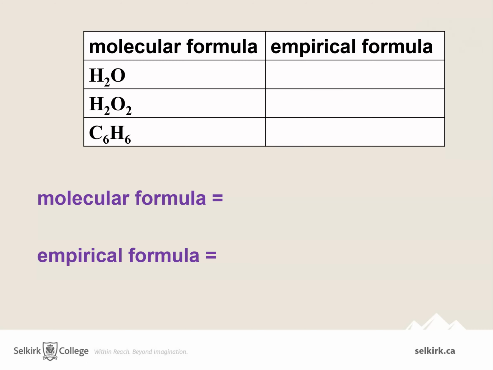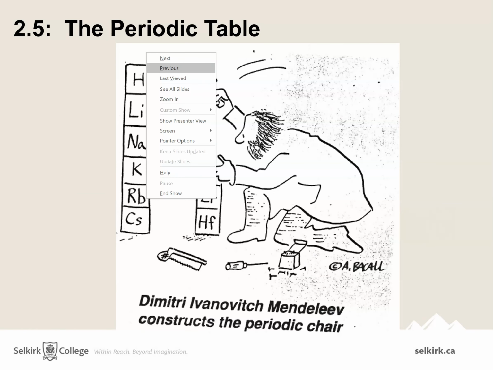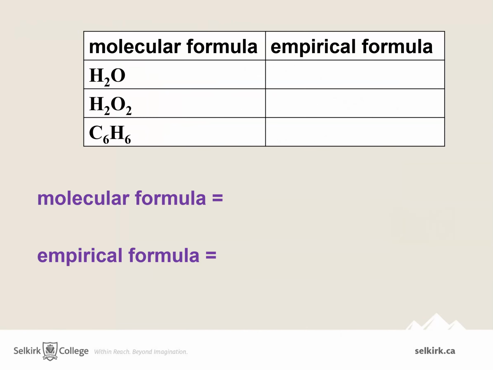formulas here, I want to distinguish between molecular formulas and empirical formulas. We've already defined molecular formulas. We've shown that the molecular formula shows all of the atoms that are in the compound. So for water, the molecular formula is H2O. To make a structural formula for that molecular formula, you would see an oxygen bonded to 2 hydrogens.